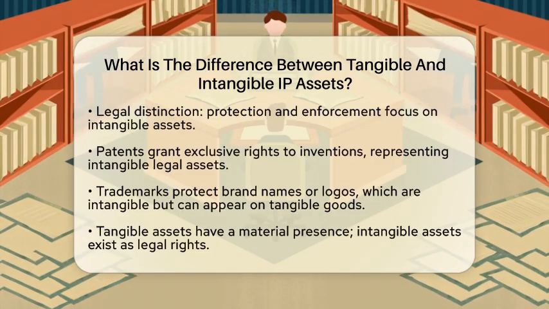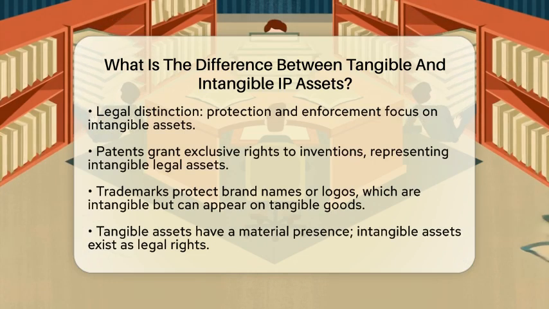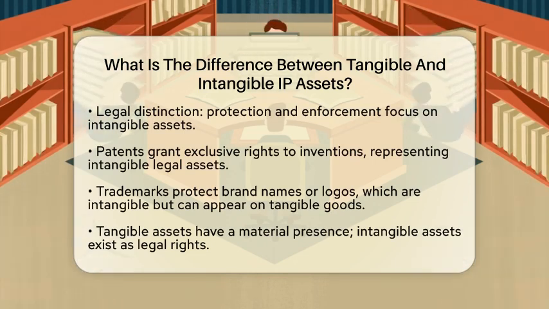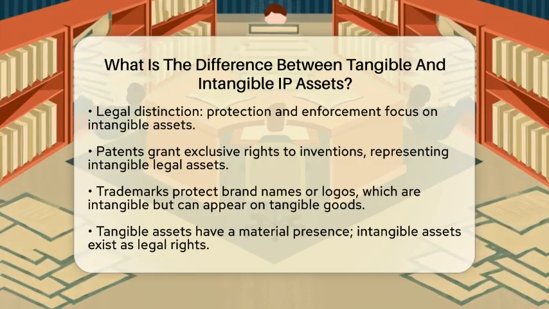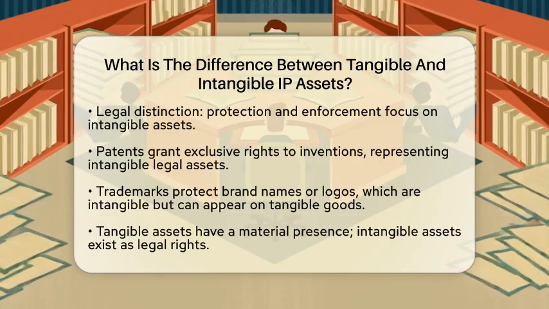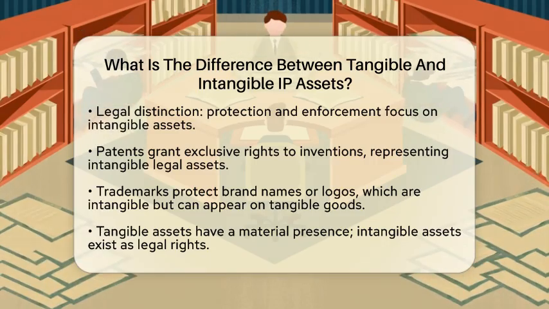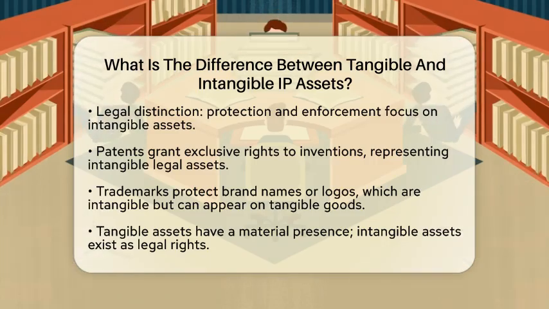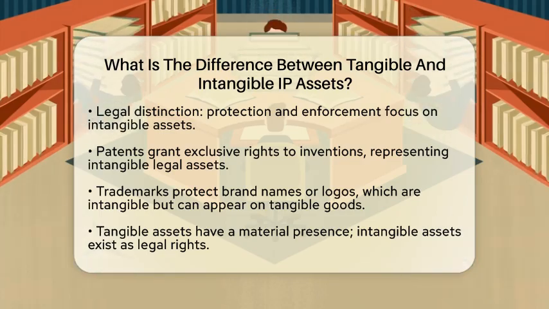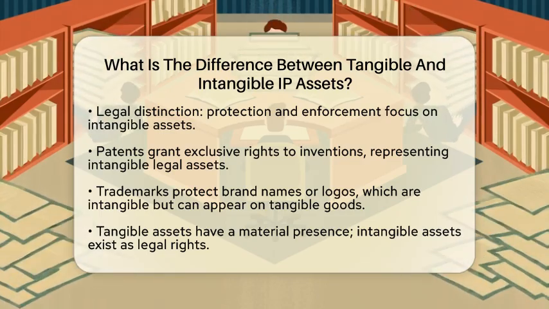From a legal standpoint, the difference matters greatly. The protection and enforcement mechanisms focus primarily on those intangible assets, the rights themselves, rather than their physical forms. For instance, a patent grants exclusive rights to an invention. This is an intangible legal asset, even if the invention is represented by a physical product.